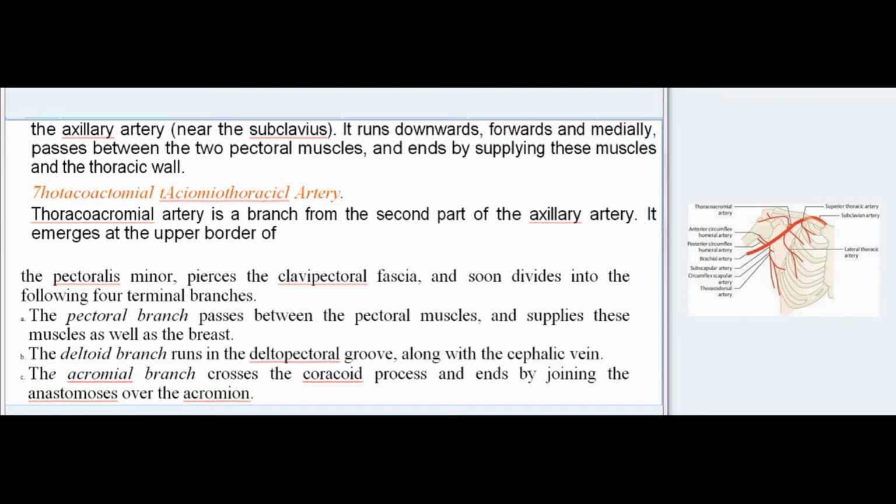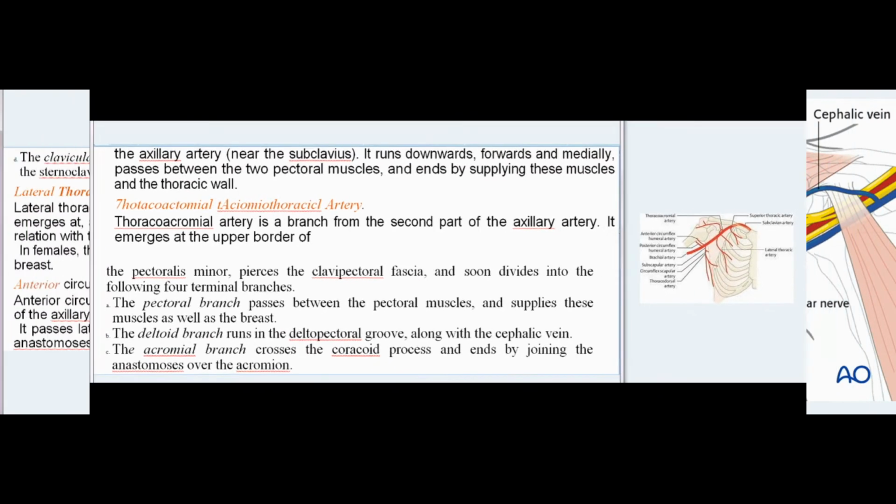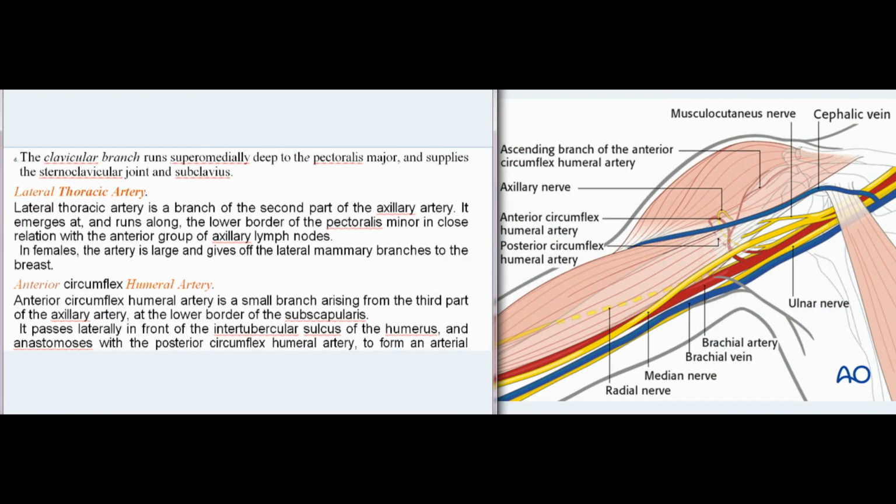The deltoid branch runs in the deltopectoral groove, along with the cephalic vein. The acromial branch crosses the coracoid process and ends by joining the anastomoses over the acromion. The clavicular branch runs superomedially deep to the pectoralis major, and supplies the sternoclavicular joint and subclavius.